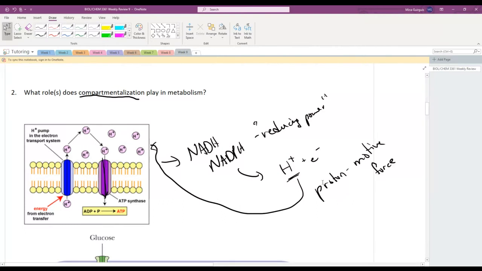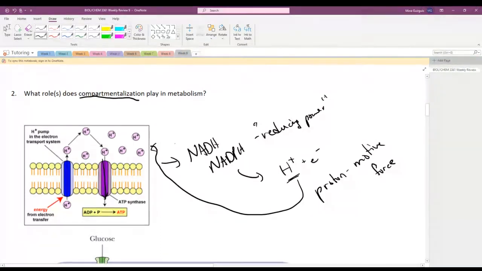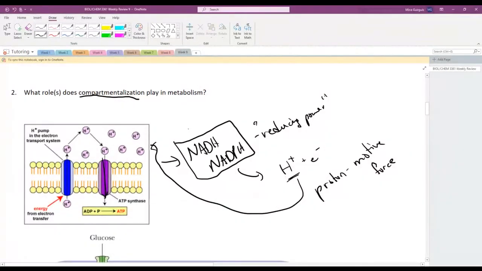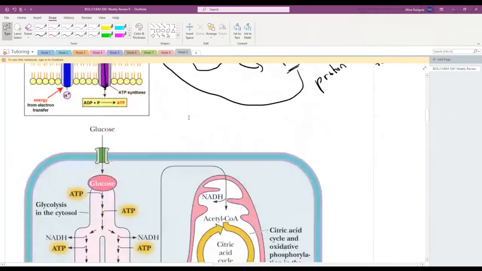In other examples, the proton motive force can do something a little bit more directly, but in general, this is energy, or potential energy, that we have available to us because we have these two reduced elements or reduced molecules that give us power when they get oxidized. Okay. Now there's another role that compartmentalization plays.